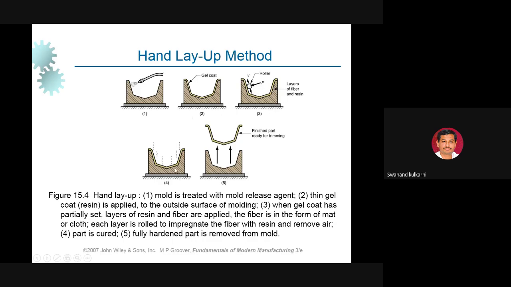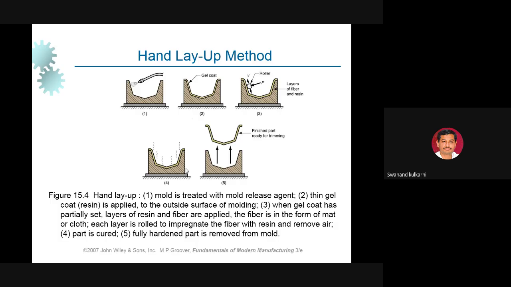Then here gel coat has partially set and layers of resins and fibers are applied. The fiber is in the form of mat or cloth. Each layer is rolled. Once fiber is stuck, then one layer of matrix is applied. Then roller is applied on that. So matrix and roller on that.